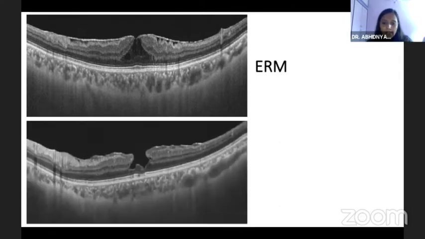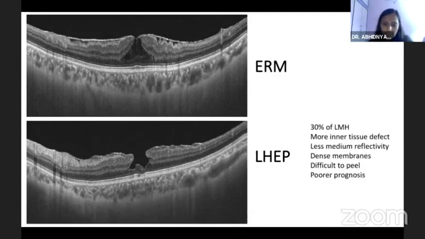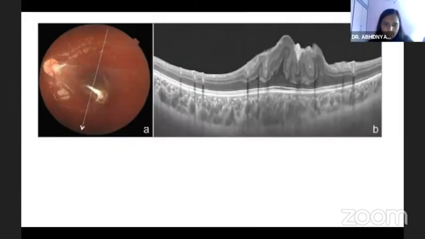Now, another one to differentiate from this is lamellar hole associated epiretinal proliferation, where a medium hyperreflectivity is seen at the surface of the retina, along with the connection near to the Muller cells. Hence, these membranes are usually sticky and they are difficult to peel. One has to keep this in mind while operating such cases.